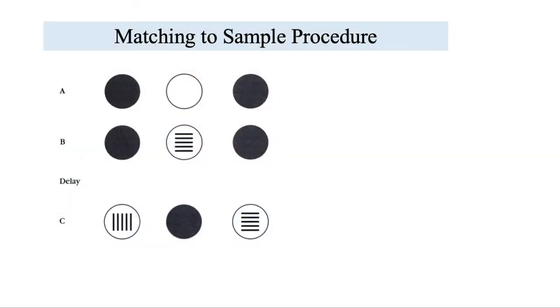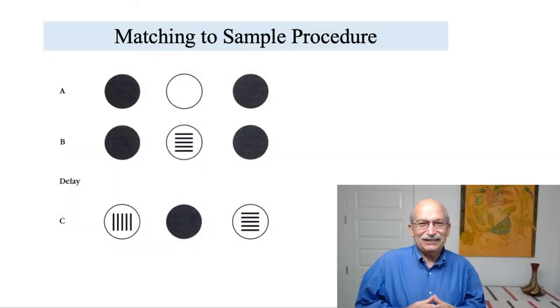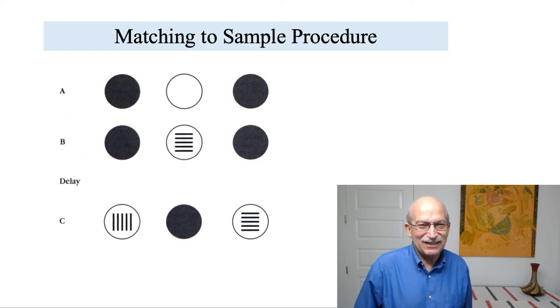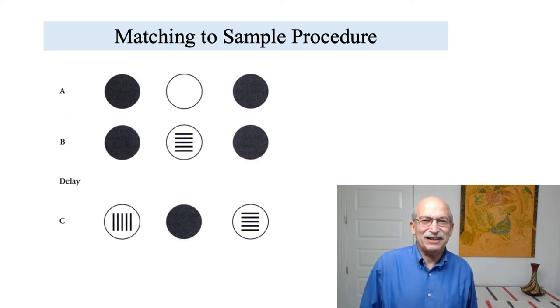So let's begin with a quick review of the matching to sample procedure. The first slide provides an outline of what this might look like in a pigeon experiment. A lot of these experiments were originally done with pigeons, although now we're doing them with lots of human subjects.